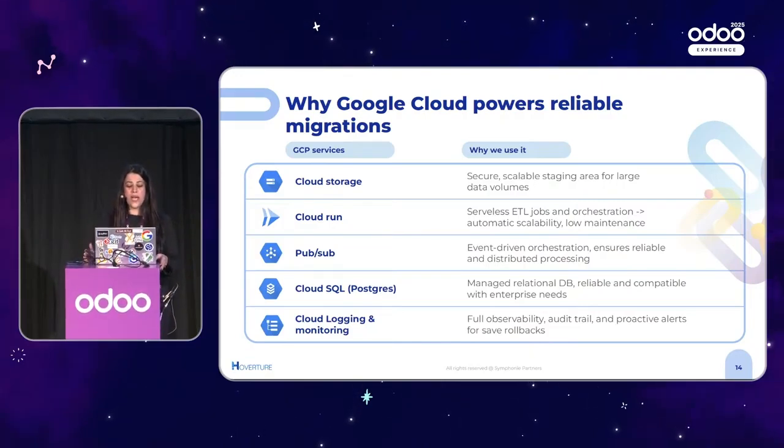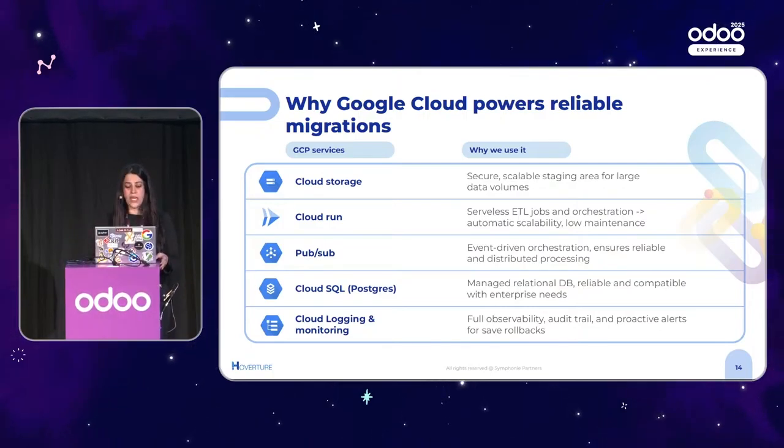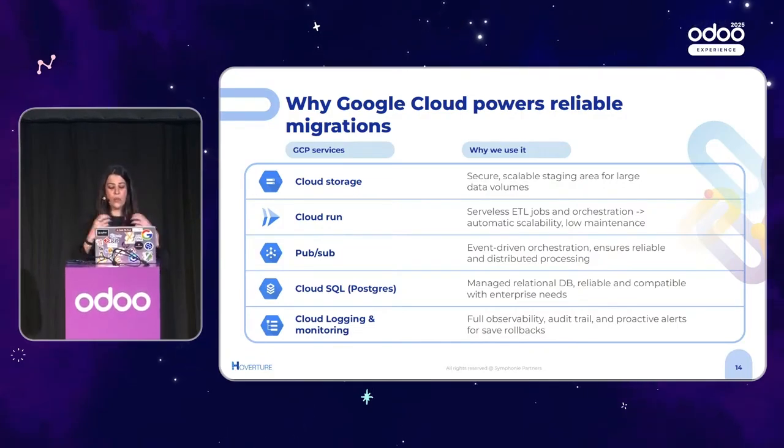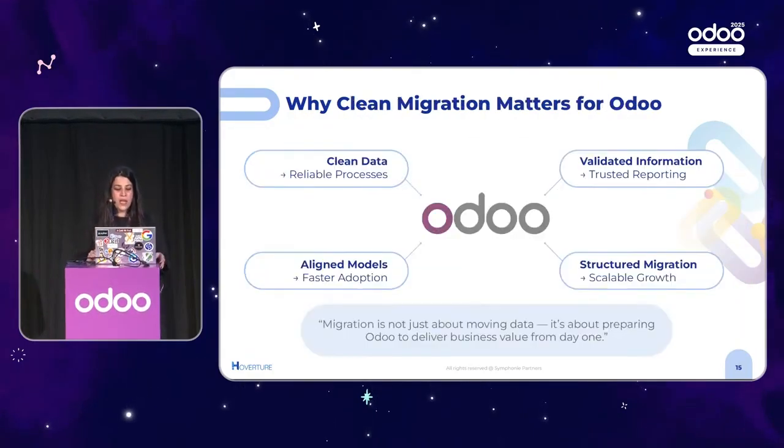And of course, we have a SQL area, in this case Cloud SQL with Postgres, to manage the data from the staging to Odoo, so that we can do all the transformations of the data. And of course, we have the monitoring part with Cloud Logging, which makes it possible to have full observability of the whole flow, so that you can also have an audit trail and proactive alerts if something is not going well.